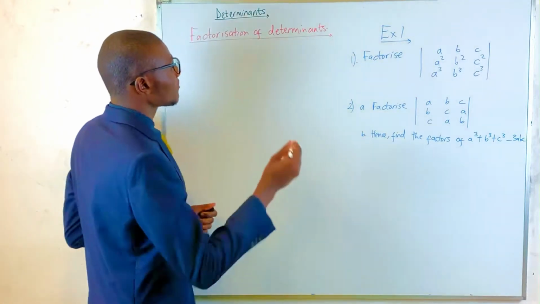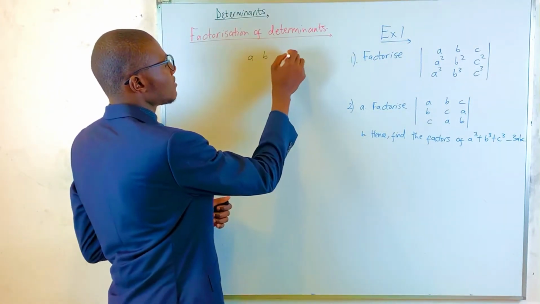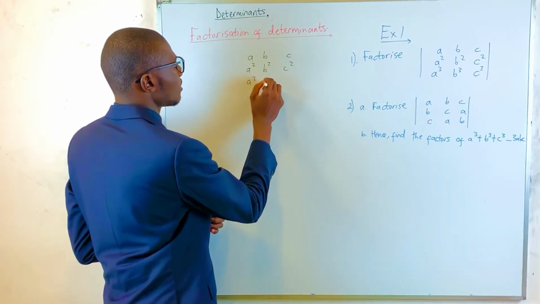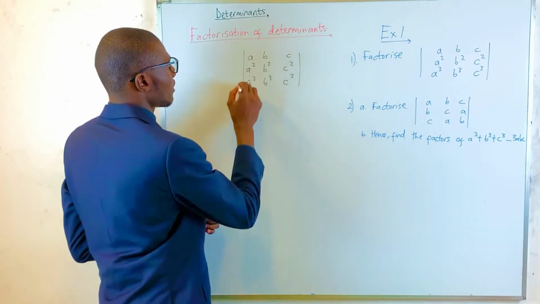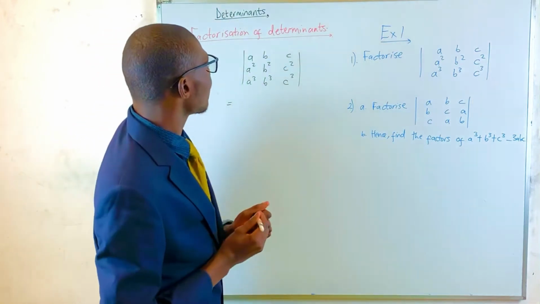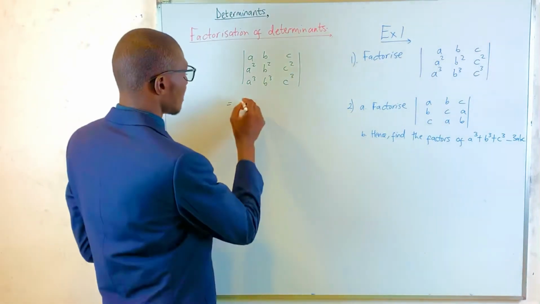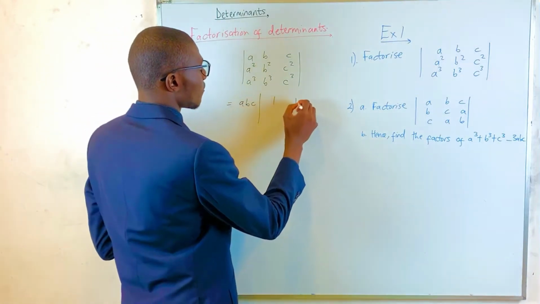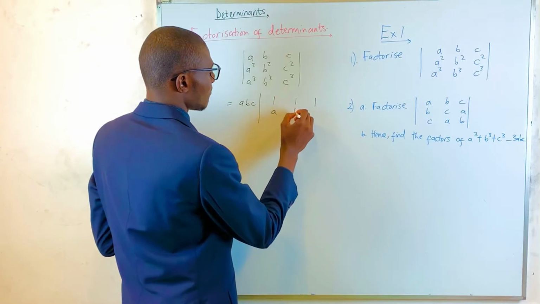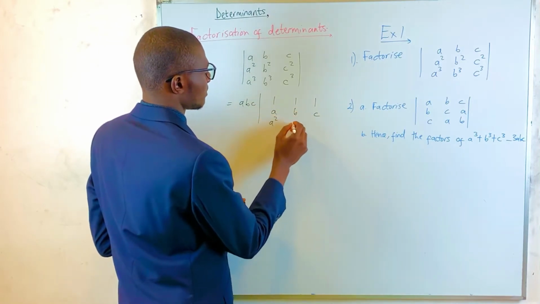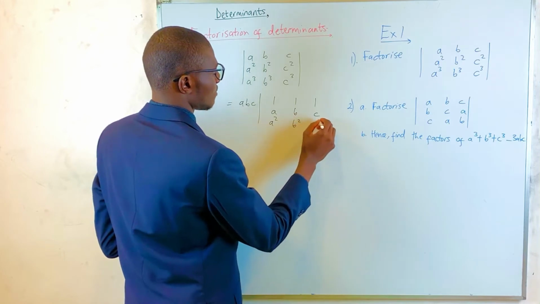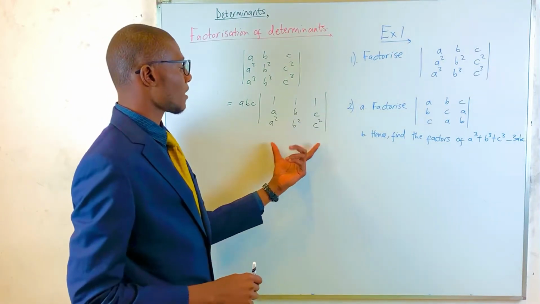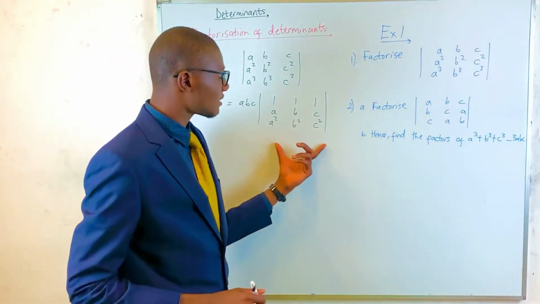Okay, so for number one, we're being asked to factorize a, b, c, a squared, b squared, c squared, then a cubed, b cubed, c cubed. First thing is that we've got a common factor here, which is a, b, c. So if we factor out a, b, c, we get 1, 1, 1, then a, b, c, then a squared, b squared, c squared, like that.